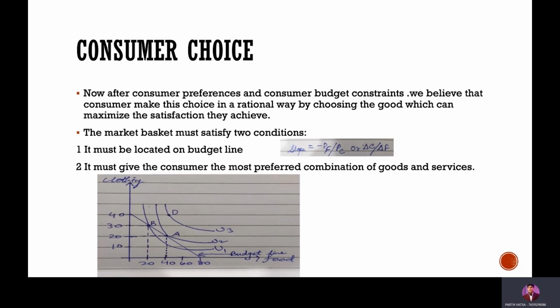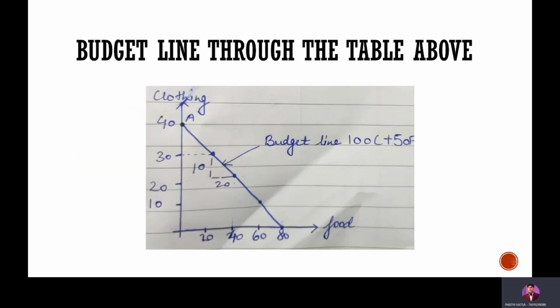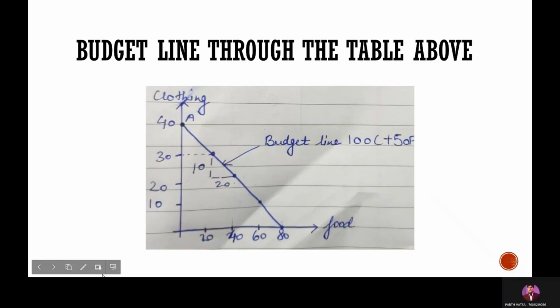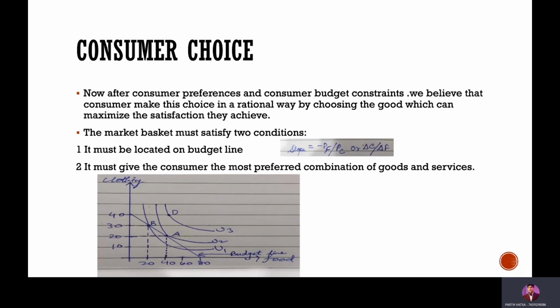Now coming to the second point, it must give the consumer the most preferred combination of goods and services. You can see in previous slides that these were the preferred market baskets. So the basket which he can purchase has to be among these only. It can't be outside of these market baskets. So, moving ahead.